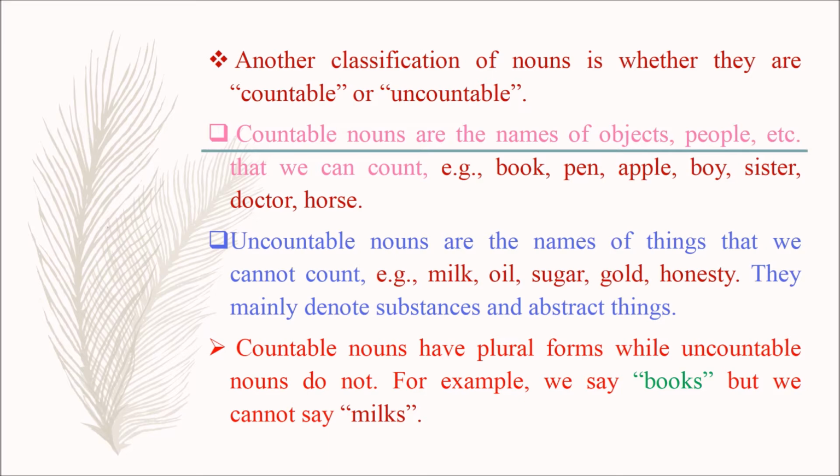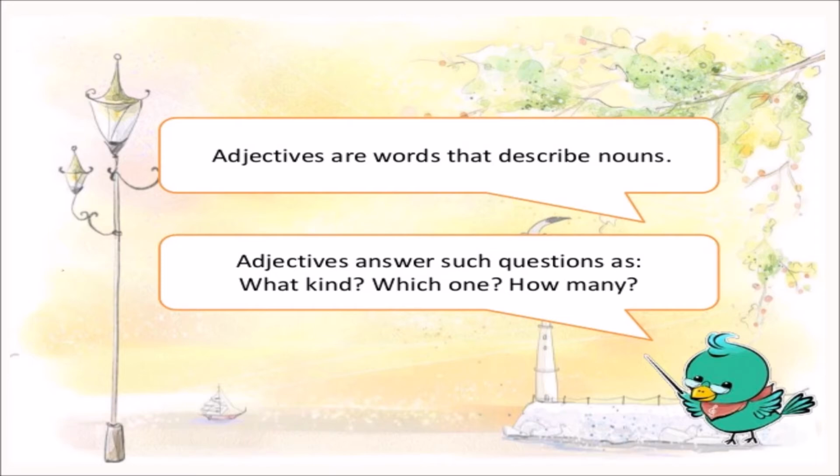Students, note: countable nouns have plural forms while uncountable nouns do not. For example, we say books, but we cannot say milks. Next, we are going to learn about adjectives. Adjectives are words that describe nouns. Adjectives answer such questions as: what kind, which one, how many.